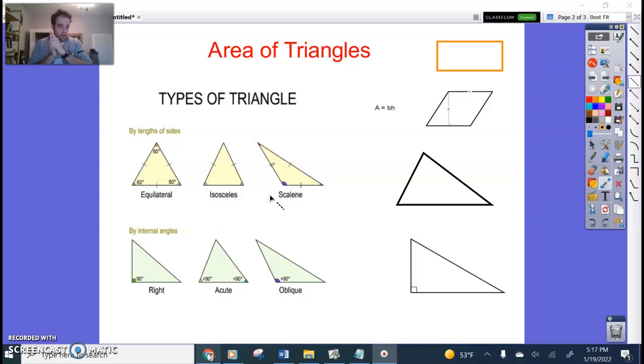Okay, so I want to move into triangles and trapezoids. Triangles, not so bad. Trapezoids, hard to remember. It is every year. So let's start with our types of triangles.